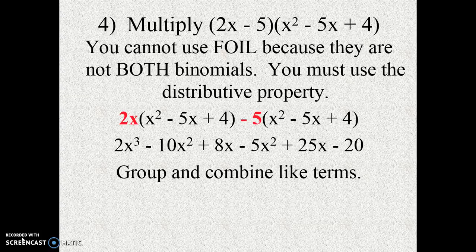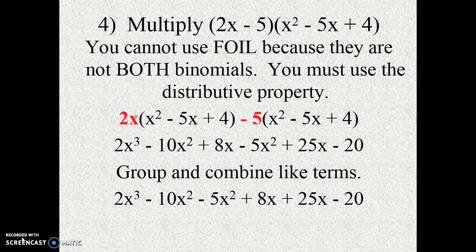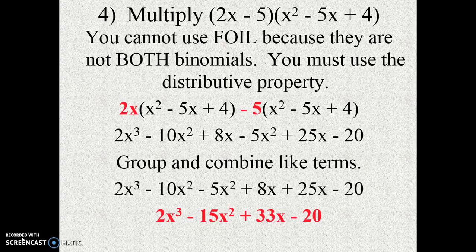Group and combine like terms. So that gives you 2x cubed minus 10x squared minus 5x squared plus 8x plus 25x minus 20. Please remember, always carry the sign. So the operation is minus, but the sign before it is negative. So whenever you are moving the terms, carry the sign with that. Okay, so once you simplify, you get 2x cubed minus 15x squared plus 33x minus 20.